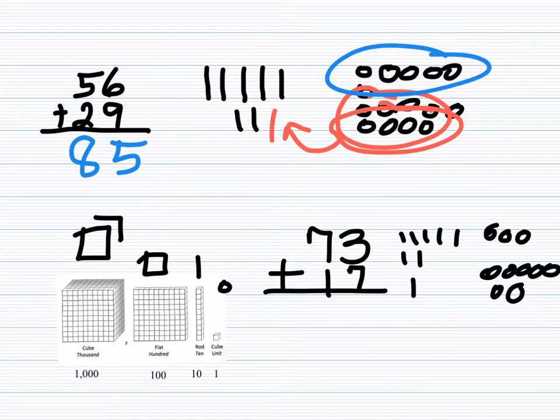Okay, so hopefully you solved this problem. I went ahead and put on here the base 10 blocks.